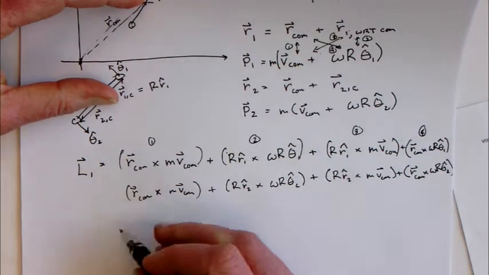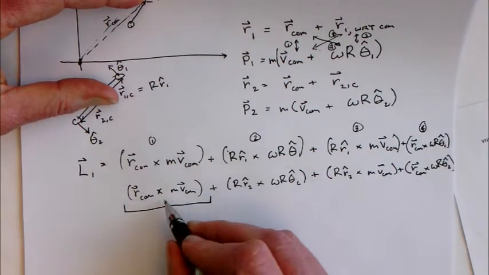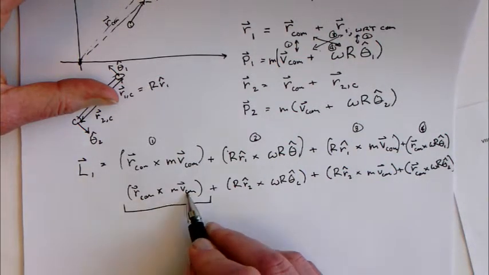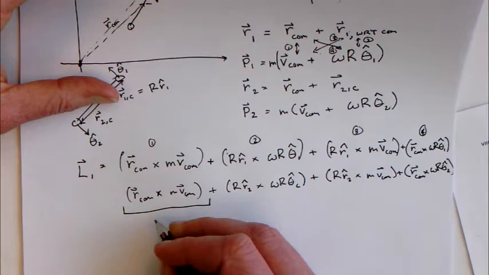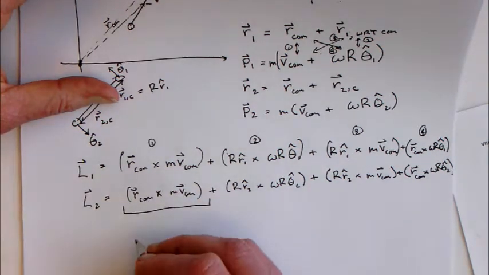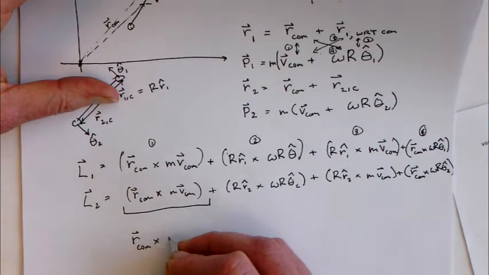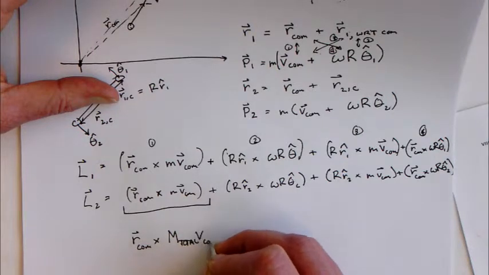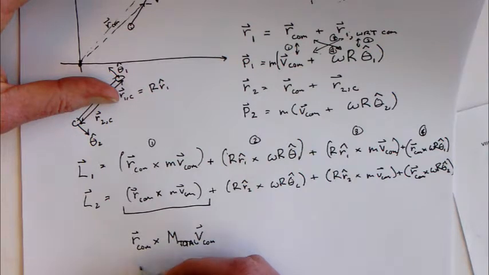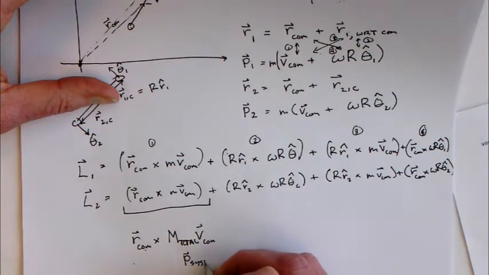So first term here. Each of these terms simply looks like the position of the center of mass crossed with this mass located at the center of mass. In other words, if I were to add all of these together, for any object, I would end up getting the position vector of the center of mass crossed with the total mass of the system times the velocity of the center of mass. Okay? In other words, this first term would simply be the position vector of the center of mass crossed with the linear momentum of the system.